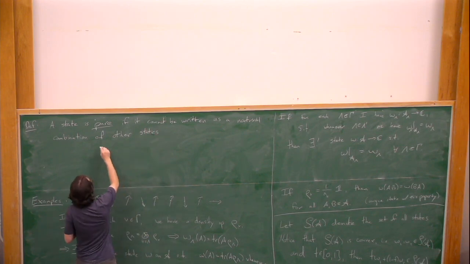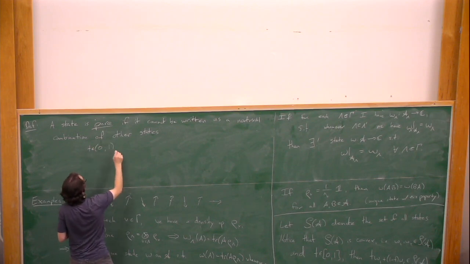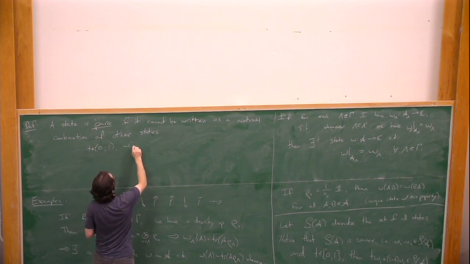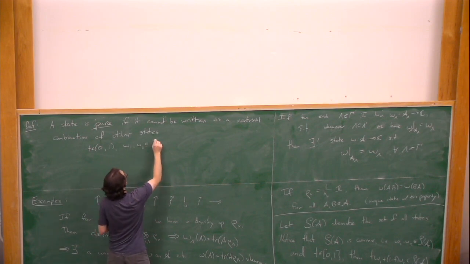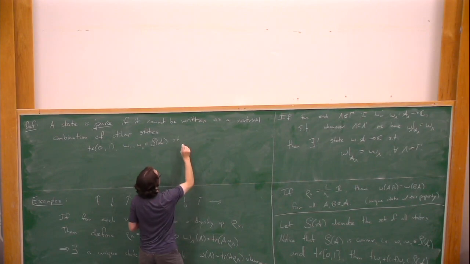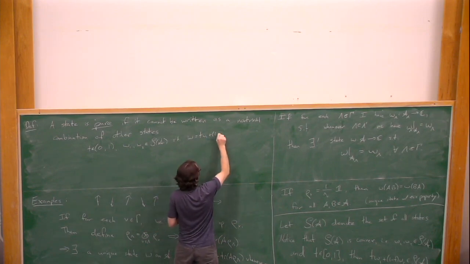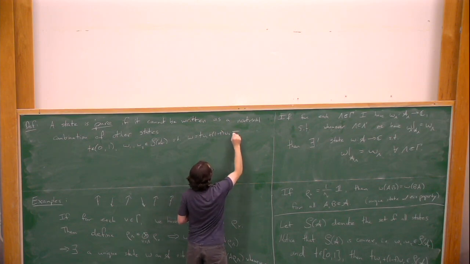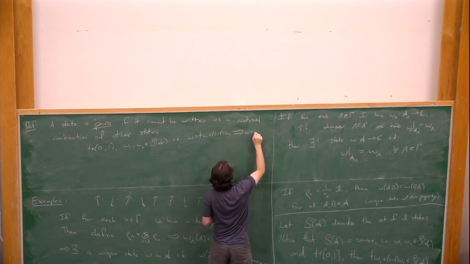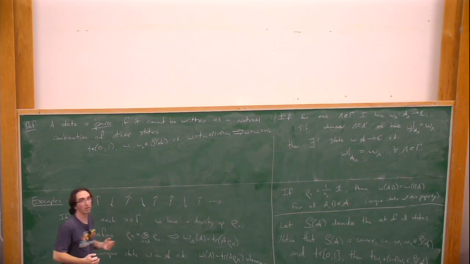So in other words, if t is in the open unit interval and omega 1 and omega 2 are states such that omega is t omega 1 plus 1 minus t omega 2, then that must imply that omega is equal to omega 1 and that's equal to omega 2. So that's what it means. You can't write it as a non-trivial convex combination.